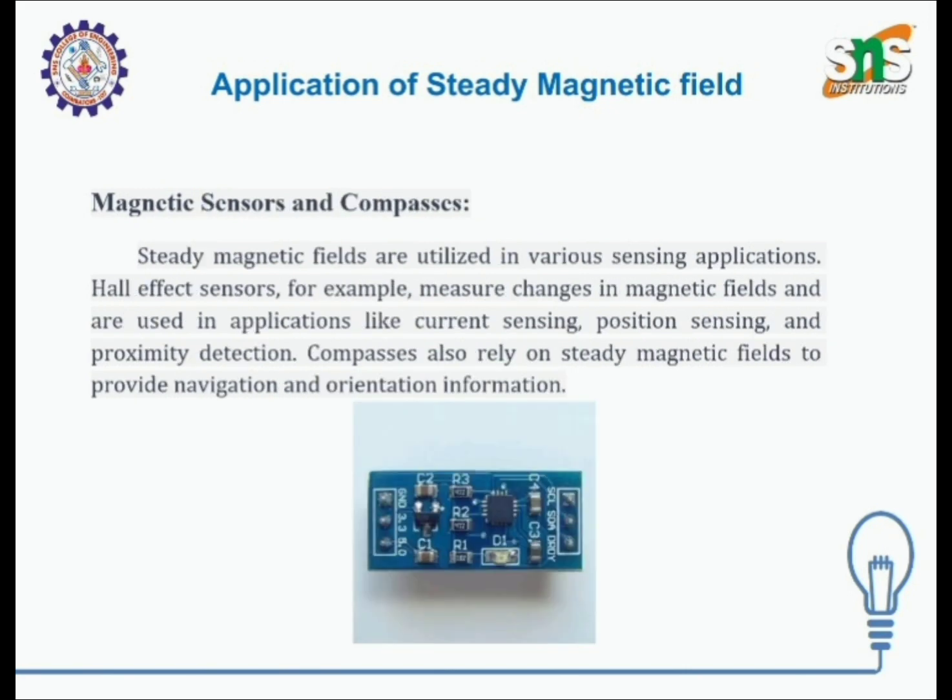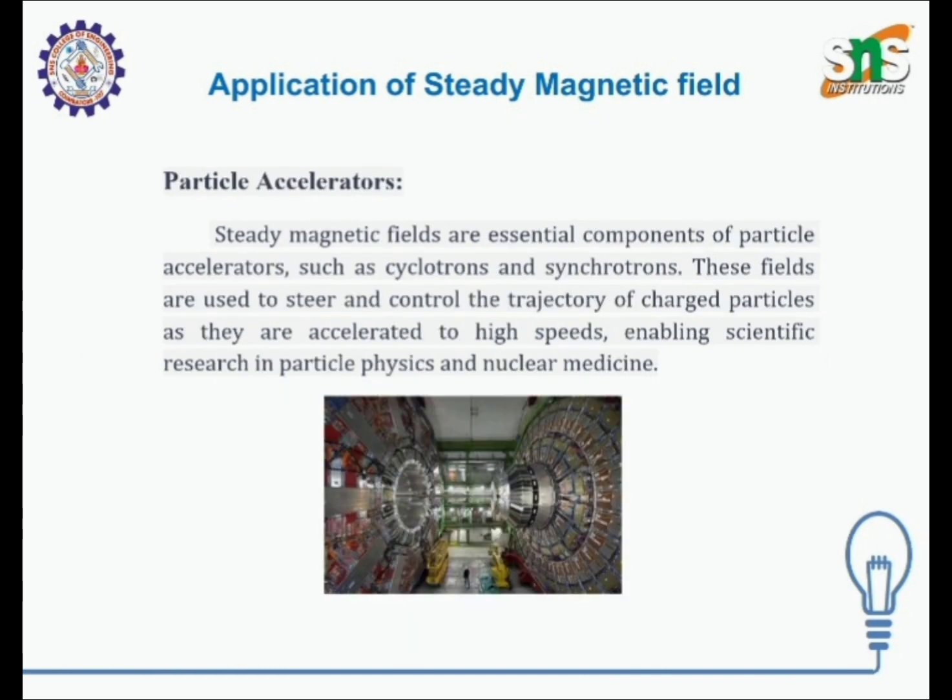Steady magnetic fields are utilized in various sensing applications. Hall effect sensors, for example, measure changes in magnetic field and are used in applications like current sensing, position sensing, and proximity detection. Compasses also rely on steady magnetic fields to provide navigation and orientation information.